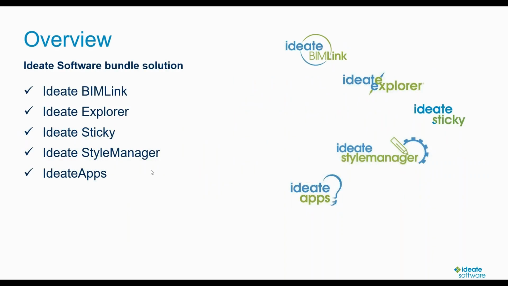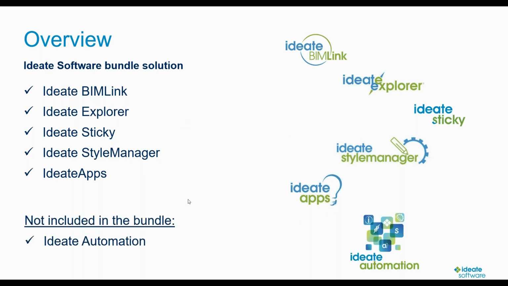If you're not familiar with us, we have five add-in solutions for Revit: Ideate BIMlink, Ideate Explorer, Ideate Sticky, Ideate Style Manager, and Ideate Apps. This is what's known as our bundle solution of software. In addition to that, we have Ideate Automation, which is the tool we're going to look at today. This is a separate application. It's not part of the Ideate Software bundle, and it is not an add-in to Revit, but it automates common Revit tasks and utilizes some of our other solutions in the process. That's what we're going to be talking about in this session.